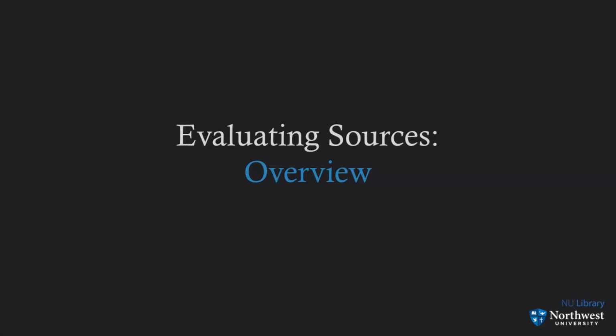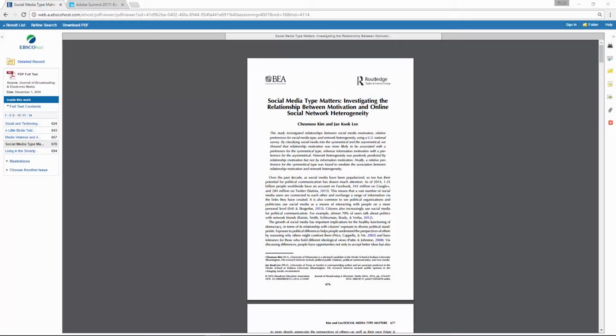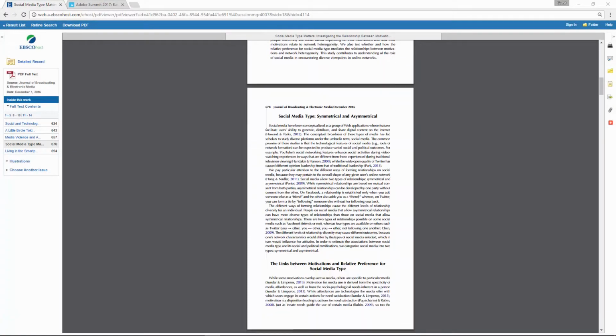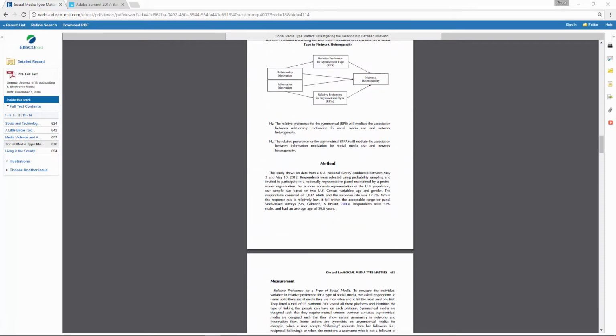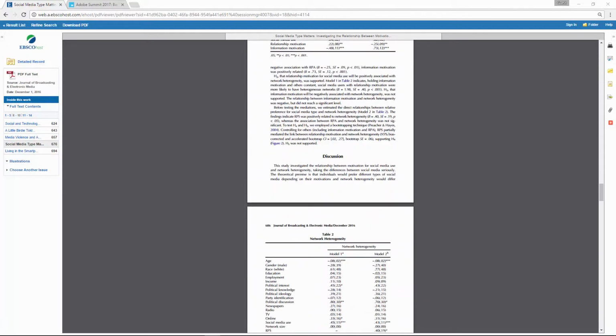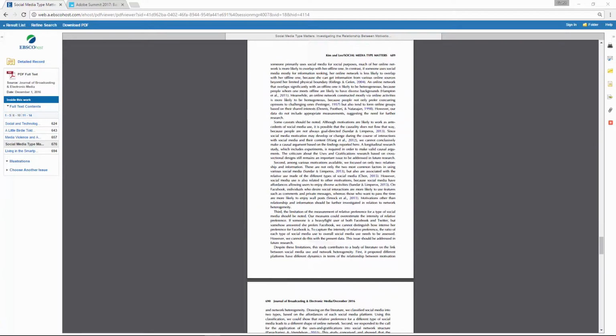In your research, you will come across scholarly and non-scholarly resources. Let's take a look at the differences between the two. Scholarly articles are written by scholars for other scholars and are mainly found in peer-reviewed publications. The sources are longer and use academic vocabulary.